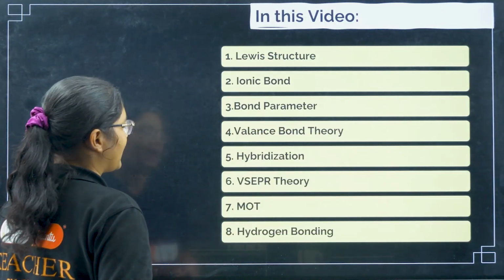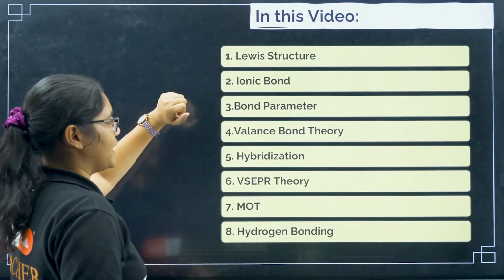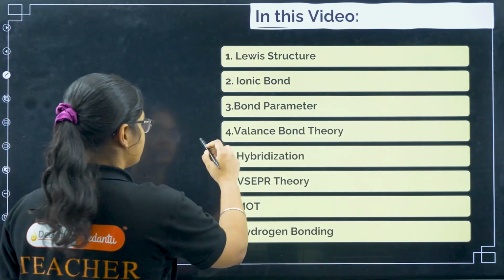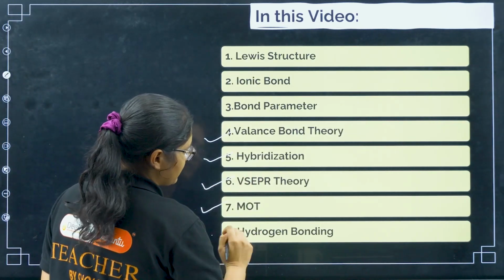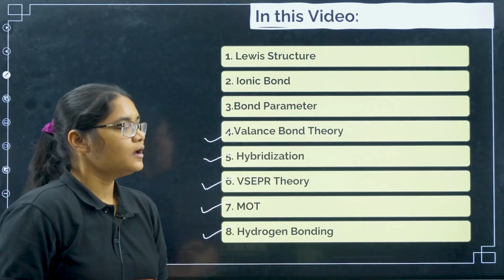The first thing I have here is Lewis structure. This is a very important question. Then we have ionic bond parameters. Then I have valence bond theory, hybridization, VSEPR theory, MOT, and hydrogen bonding. MOT stands for molecular orbital theory.